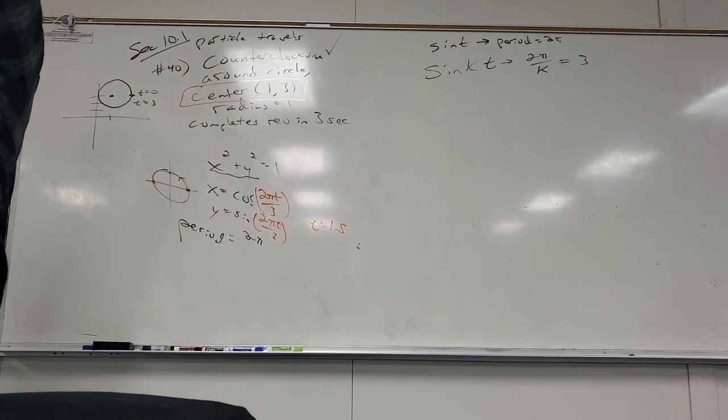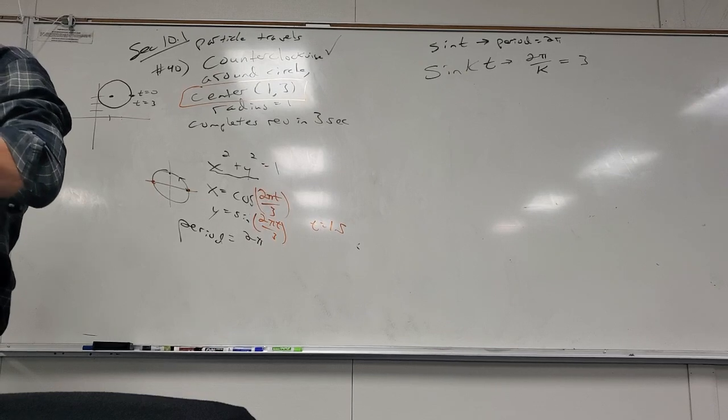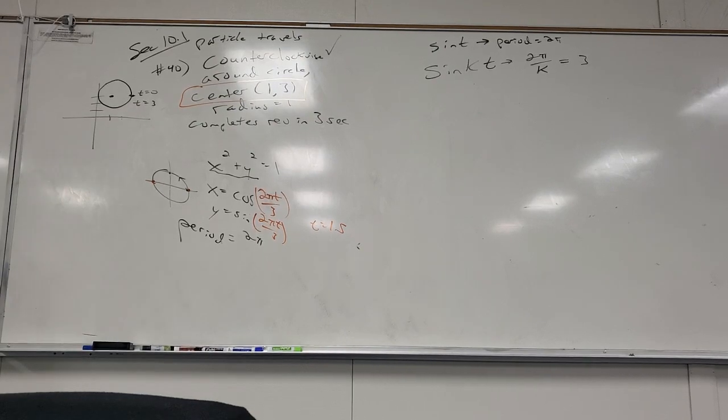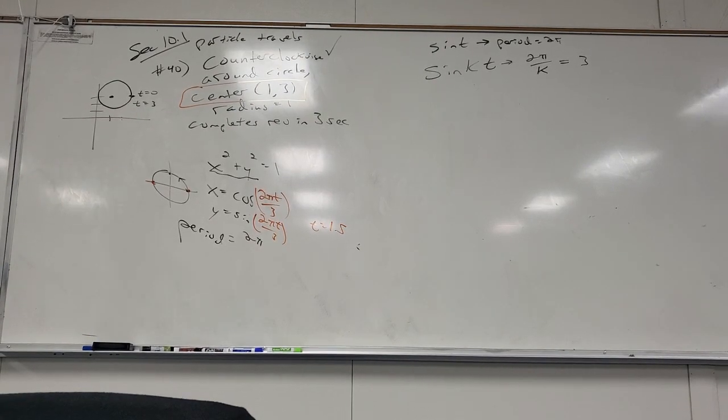Can we shift the center and then say cosine 2 pi t over 3, and then shift that 1 unit, just plus 1, because plus 1 has to be x?